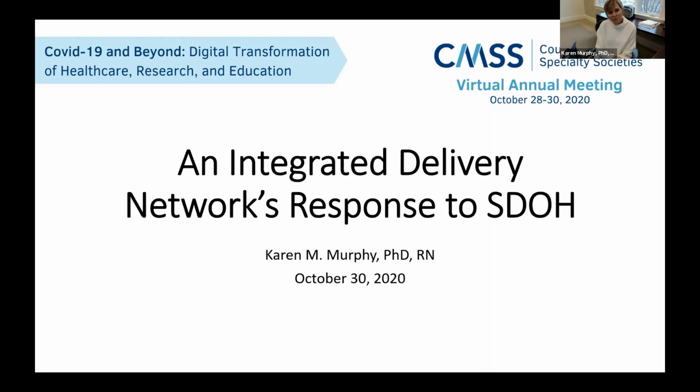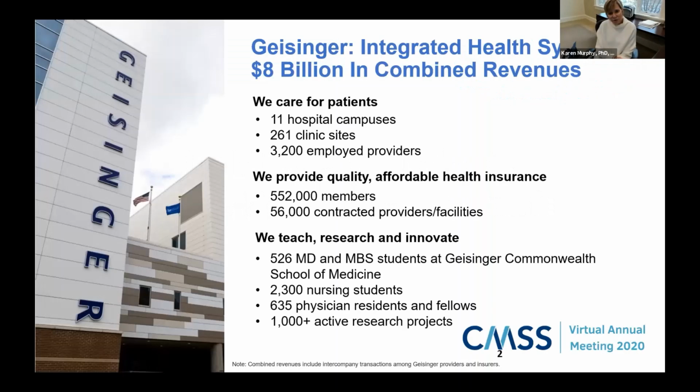So just to talk a little bit about Geisinger, our main site is in central Pennsylvania, but we're really in 55 of the 67 counties across Pennsylvania. So we're an integrated delivery network in that we have 11 hospital campuses, 261 clinic sites, 3,200 employed providers, and then we also offer insurance.